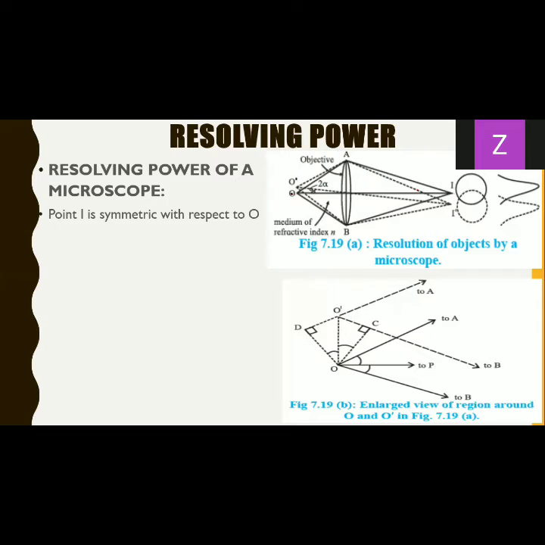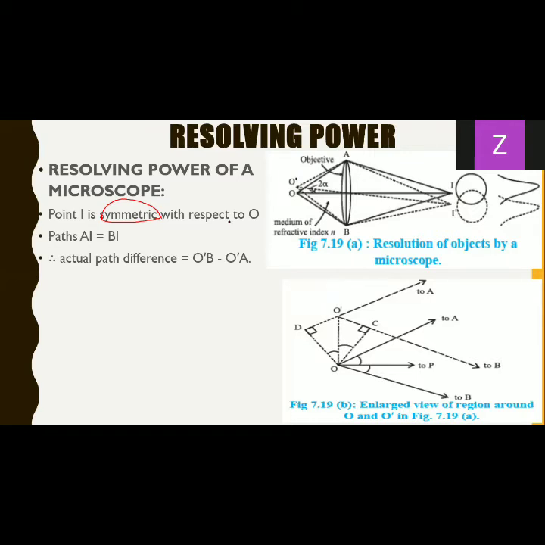And from O, what path will we get? Or the total path, what will we get? It will be AI, which is equal to BI since it is symmetric. So what we can say is the actual path difference is O dash B minus O dash A.